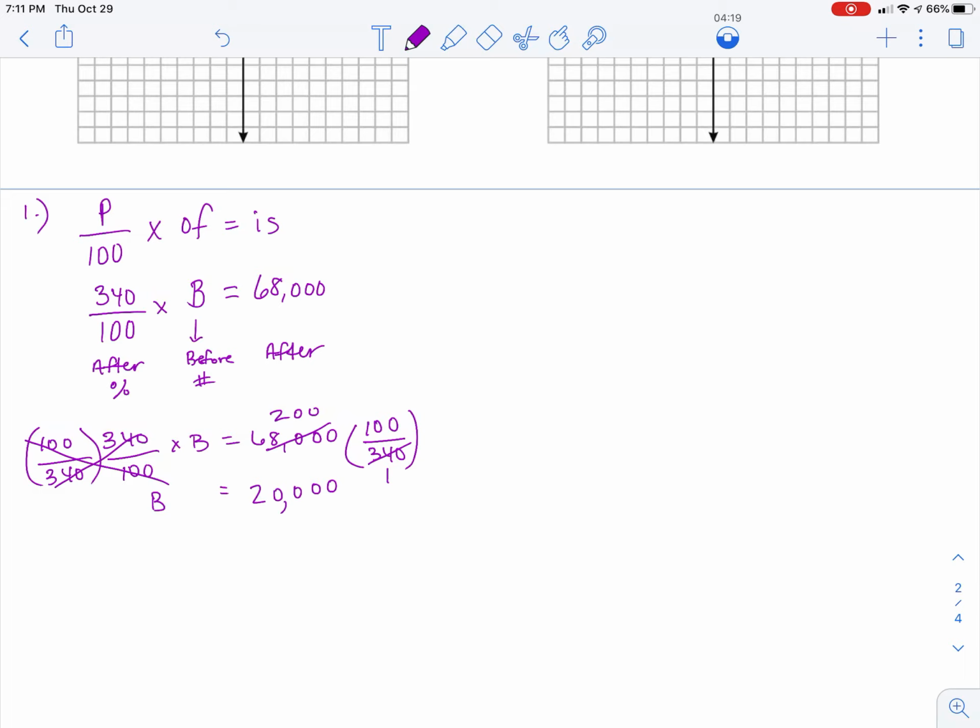To answer the question, how many flowers had been destroyed before the storm? It was 20,000. That's number 1. Let's look at number 2.